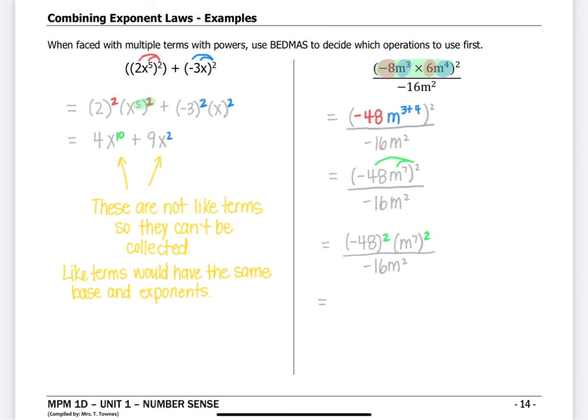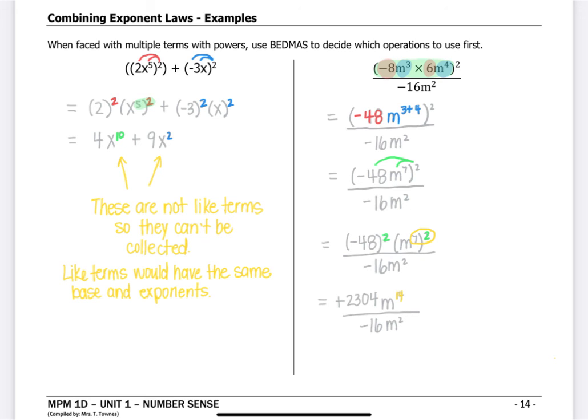As we continue to work this through, we're going to have to do negative 48 squared, or negative 48 times itself. And then we are going to need to do m to the power of 7 raised to the power of 2. That component's going to allow us to multiply those powers. So we're going to have m to the power of 14 in the numerator. In the denominator, we are going to have negative 16 m to the power of 2.